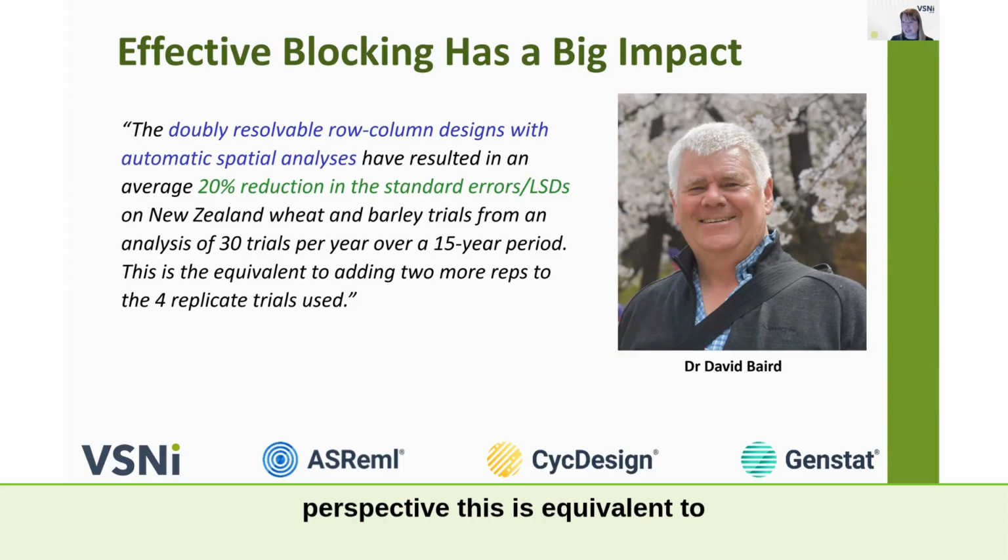Now, to put that into perspective, this is equivalent to adding 2 more replicates to the 4 replicate trials they run. Now, given how expensive these trials are, and the fact that there are 30 trials per year run over a 15-year period, this is a fantastic example of how a well thought out blocking strategy, combined, of course, with the right analysis, can save an incredible amount of time and resources.